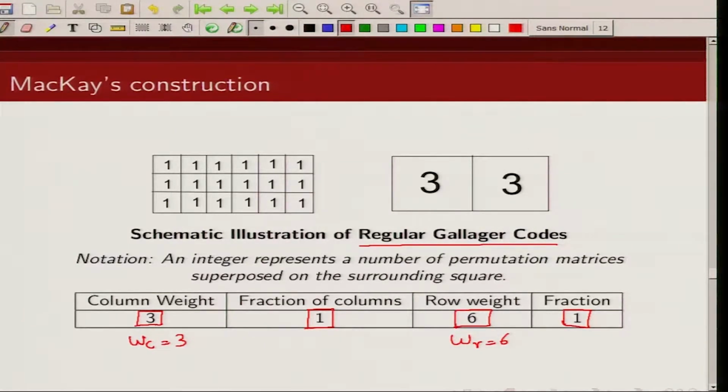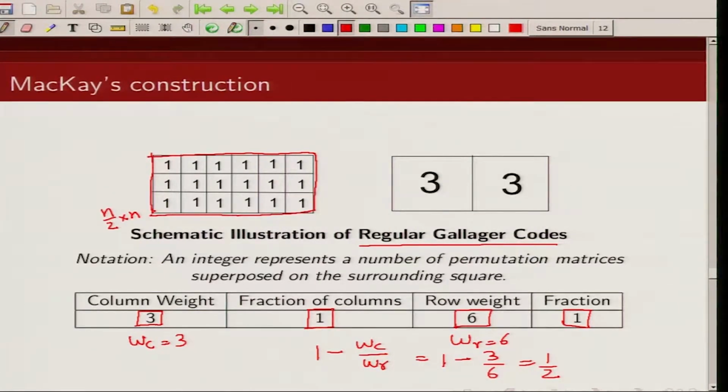Now, how can we use permutation matrices to design this? Let us take this example. What is the rate here? The rate is 1 minus WC by WR, so this is 1 minus 3 by 6, that is, rate half. So, M here will be n by 2. You can think of this as an n by 2 cross n matrix. What we did was divide this n by 2 cross n matrix into submatrices in this particular way.